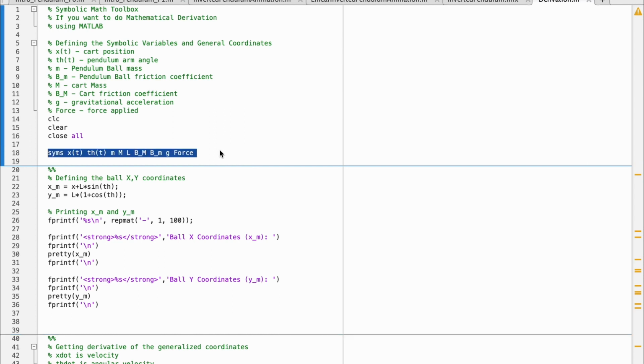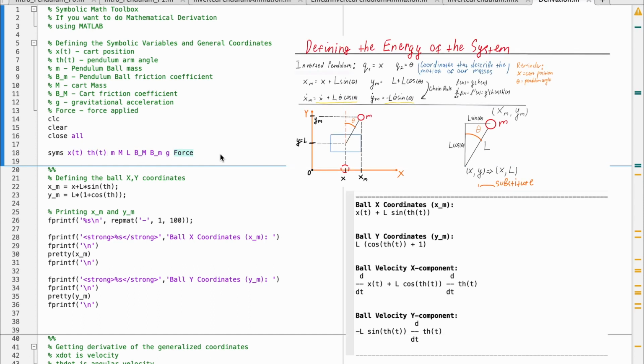in terms of variables. To define a variable, you need to specify it next to syms. As you may have noticed, two of the variables, x and theta, have t in parentheses. This means that these two variables are time-dependent. Let's follow our notes side by side to understand how to achieve the same equations using Matlab.